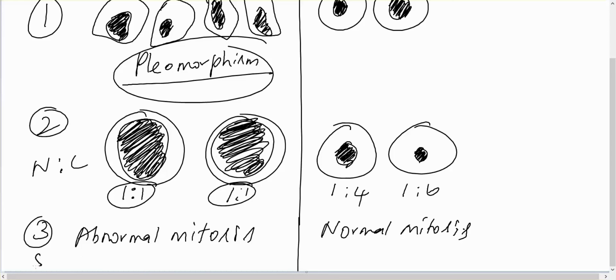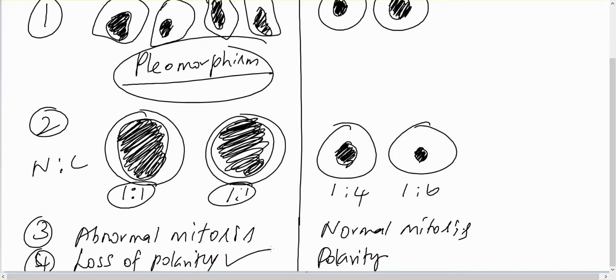And the fourth point is the anaplastic cells lose their polarity, that is, the orientation of cells being together is lost, whereas normal cells maintain the polarity. For example, the basal cells will be on the basal side, they will not go into the superficial side. So this is called polarity. So there will be loss of polarity in the anaplastic cells. So this is all about the morphological features of anaplastic cells.